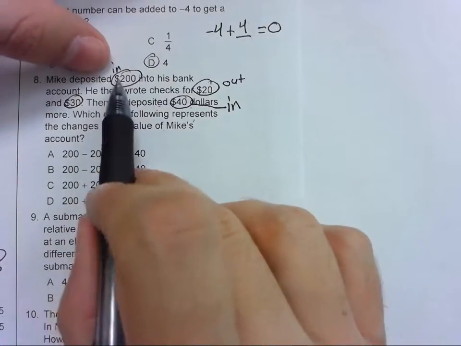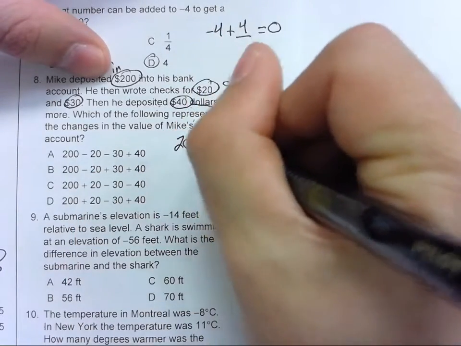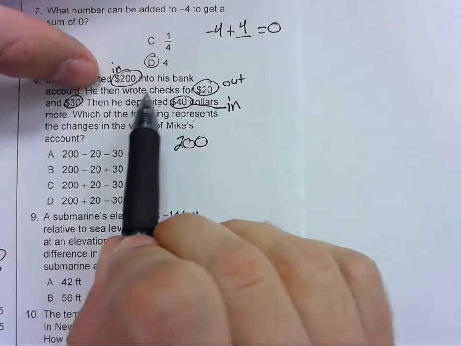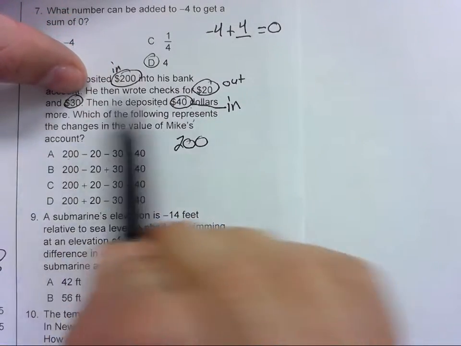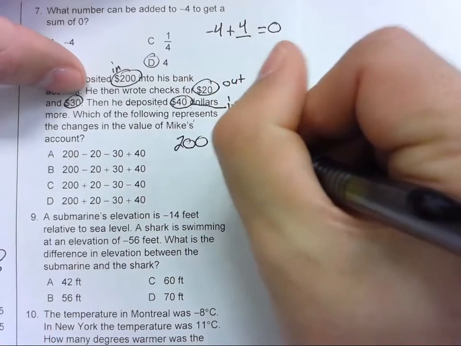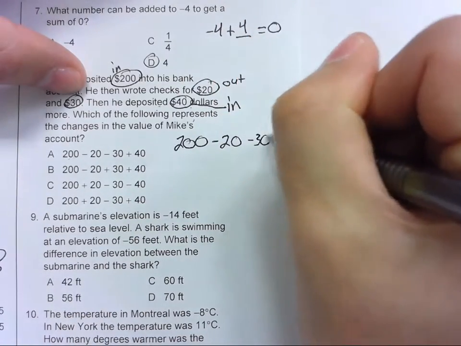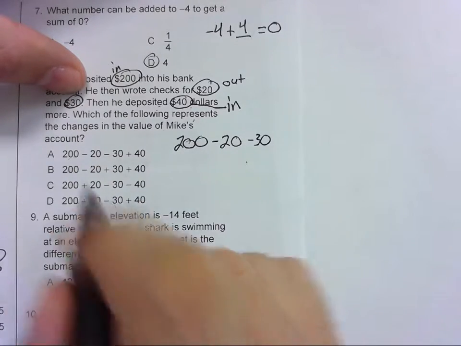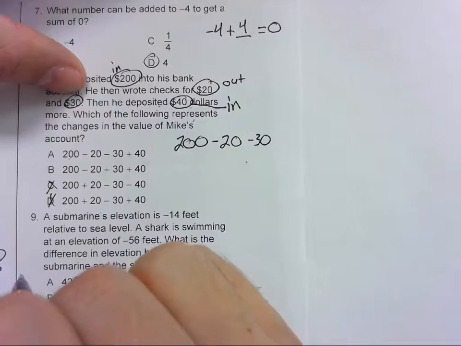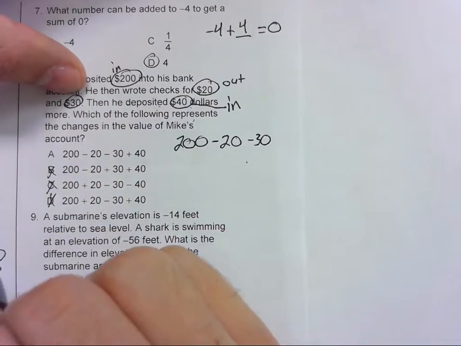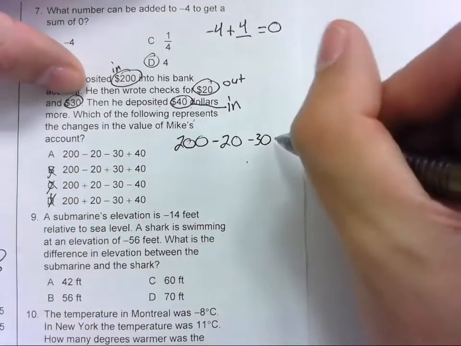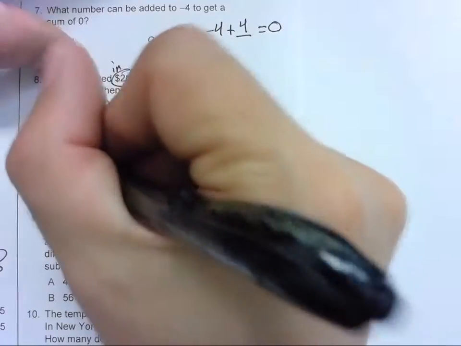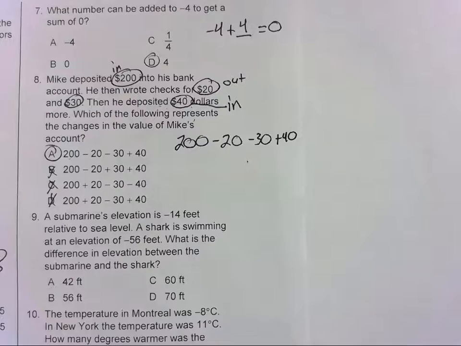Okay, so he puts in 200. So he starts with 200, and we can't eliminate any options. Then he wrote checks for 20 and 30, so money's going out. It's $20 going out, and then $30 going out. So we can eliminate C, D, and we can even eliminate B. Then he deposits 40, so that's $40 going in. And the only option is A.